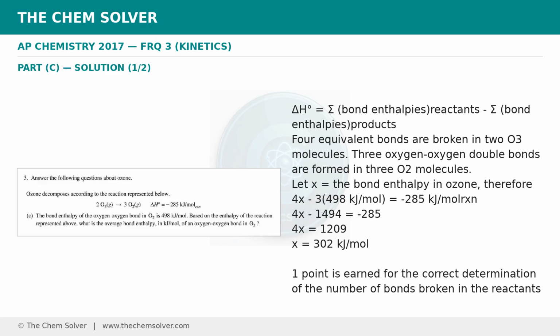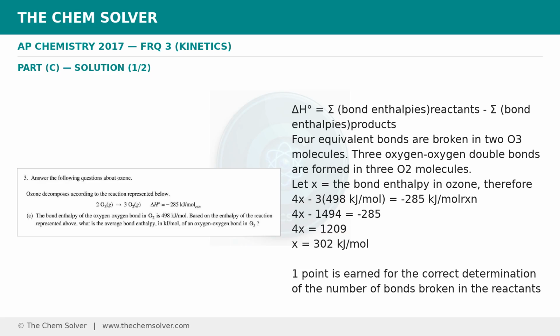Let x equal the bond enthalpy in ozone. Therefore, 4x minus 3 times 498 kilojoules per mole equals minus 285 kilojoules per mole of reaction. 4x minus 1,494 is equal to minus 285. 4x equals 1,209. x equals 302 kilojoules per mole.